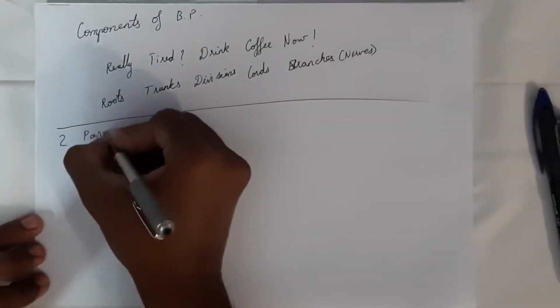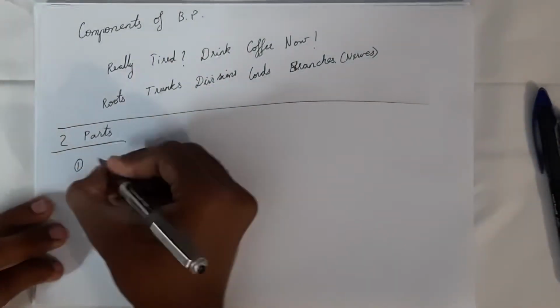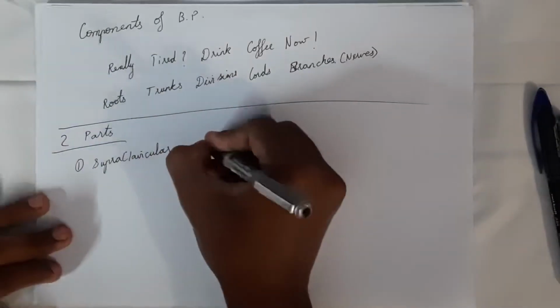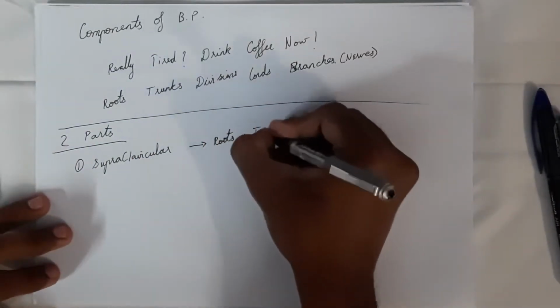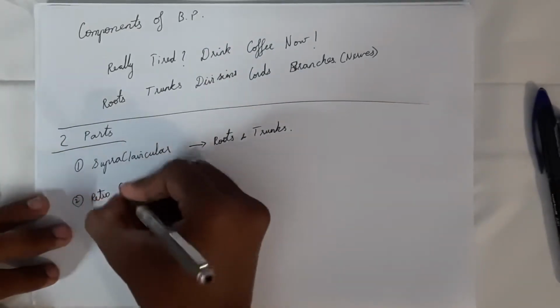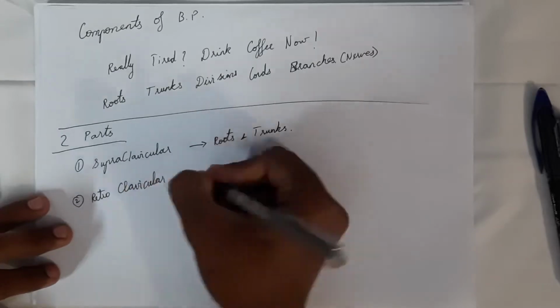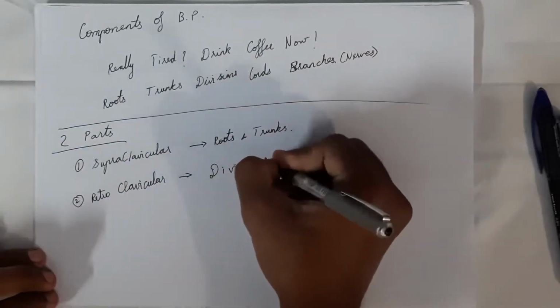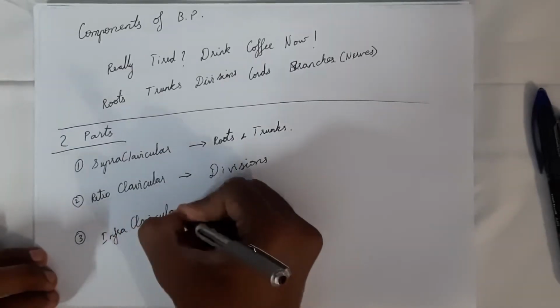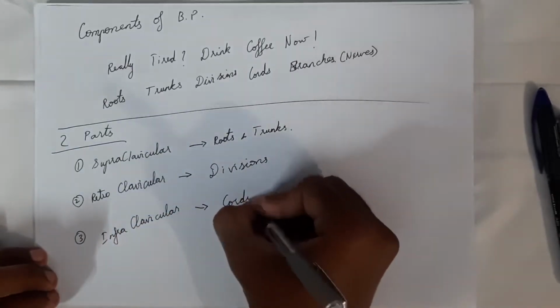So now it can be divided into three parts. The supraclavicular part, which consists of the roots and trunks, and then the retroclavicular part, which consists of the divisions, and then the infraclavicular part, which contains the cords and branches.